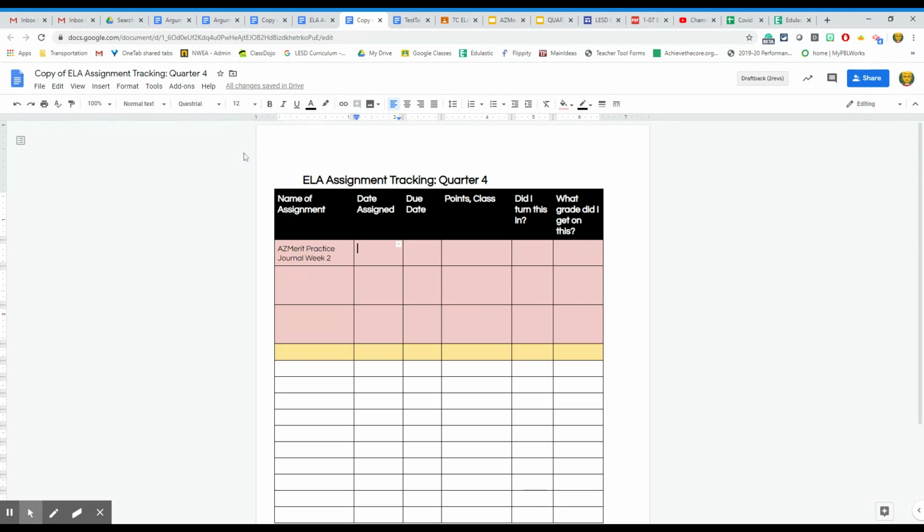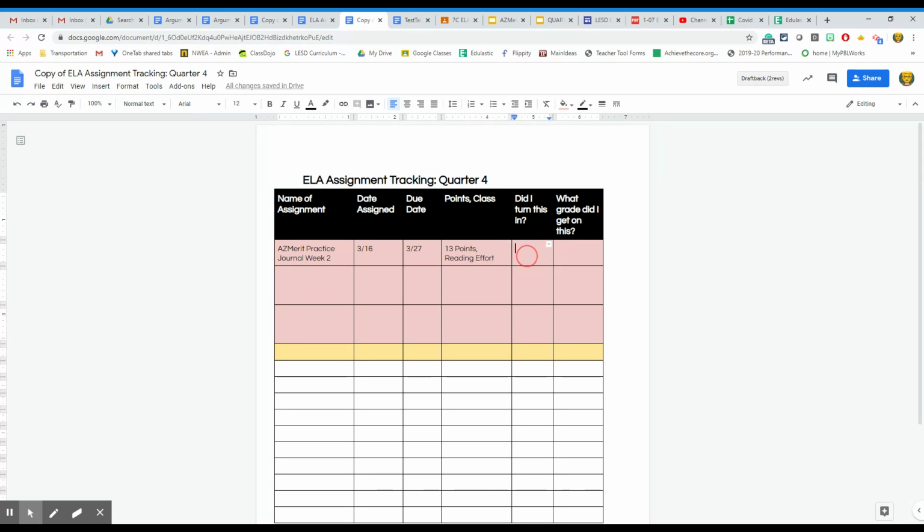The date I assigned that to you guys was last Monday, the first quote-unquote first day we came back from spring break. Due date is today, the 27th, and this journal's worth 13 points because there's 13 pages with questions on it. I know there's 19 pages total, but I'm not counting the pages that just have text on them.